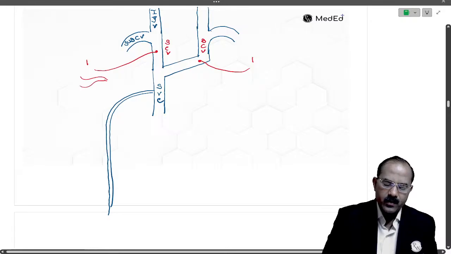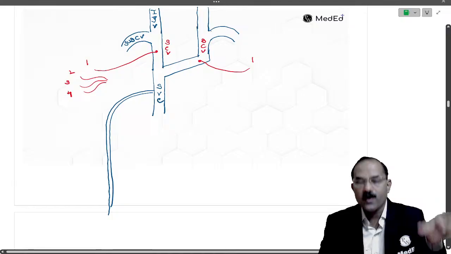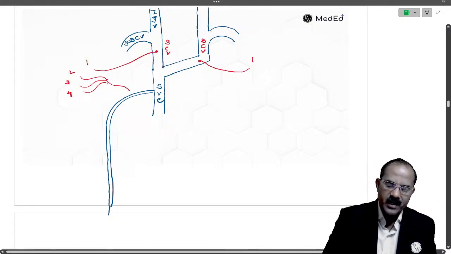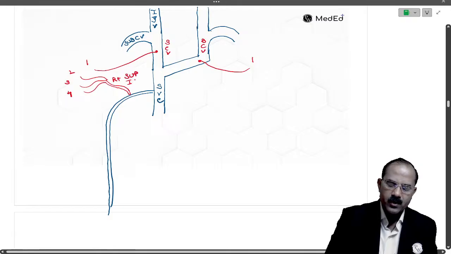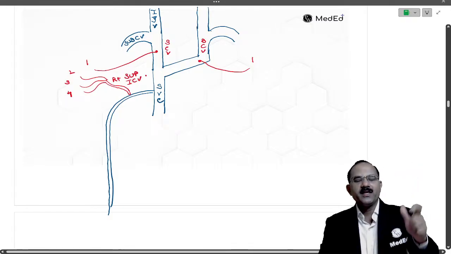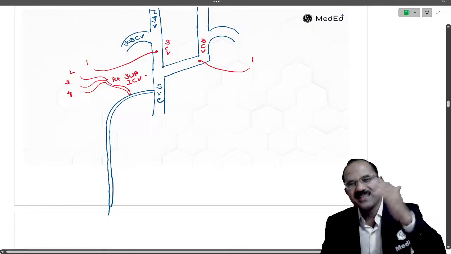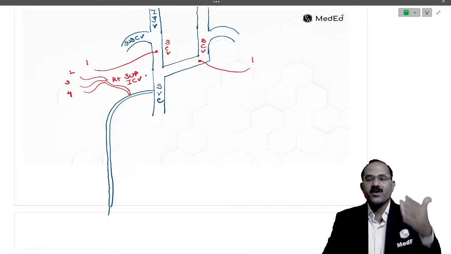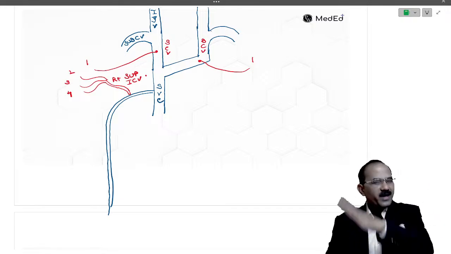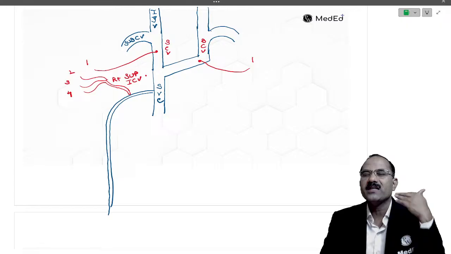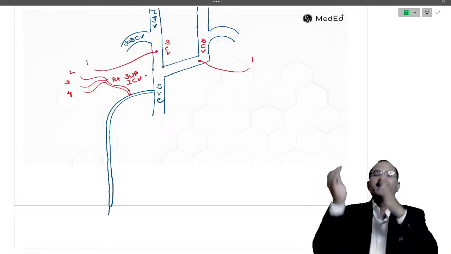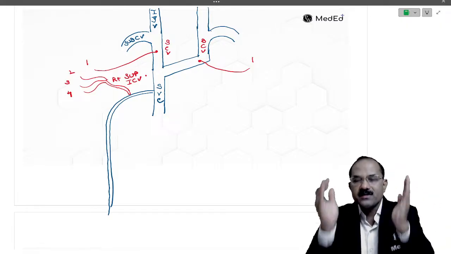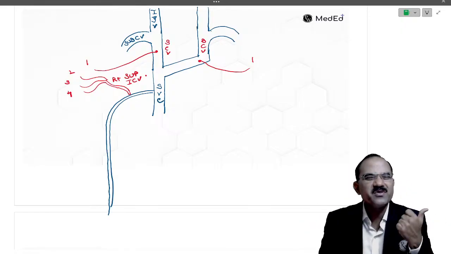The second, third, and fourth right posterior intercostal veins join to form a vein here. What's this vein? This is the right superior intercostal vein, and it drains into the azygous vein. A very important MCQ: the right superior intercostal vein, how is it formed? By the joining of the right second, third, and fourth posterior intercostal veins. It drains into the azygous vein, so that's a tributary of the azygous vein.